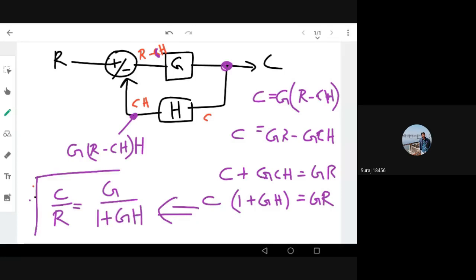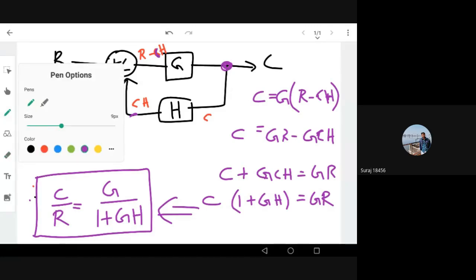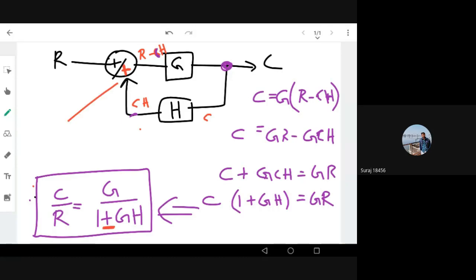Okay, so this is right. So this you need, and you don't need to derive it every single time. So what happens if this is plus? That is an important question. What happens if the feedback is plus? If both are plus at the summing point, the minus will change to plus, and the denominator will change to minus in this case, right? So when the summing point has minus, you'll have plus in the denominator. When the summing point has plus, you have minus in the denominator. Clear?